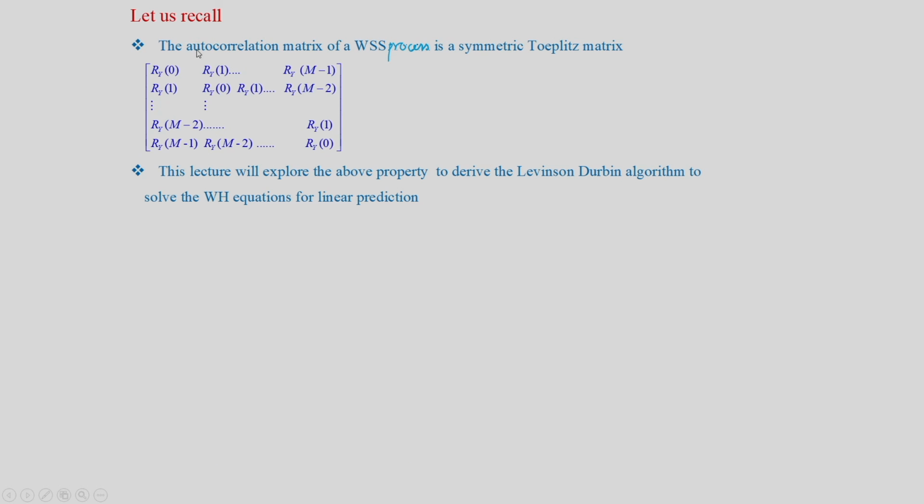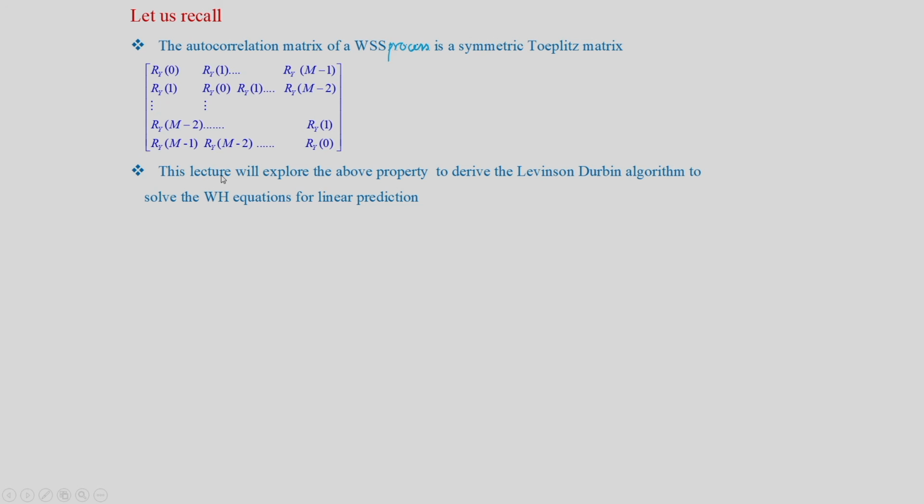Let us also recall that the autocorrelation matrix of a WSS process is a symmetric Toeplitz matrix. If we see this R_y matrix, all elements on the diagonal are equal, all are R_y(0). Similarly, if I consider this super diagonal, all elements will be R_y(1). This sub diagonal will also have all elements R_y(1), and it is symmetric. This element is equal to this, like that.